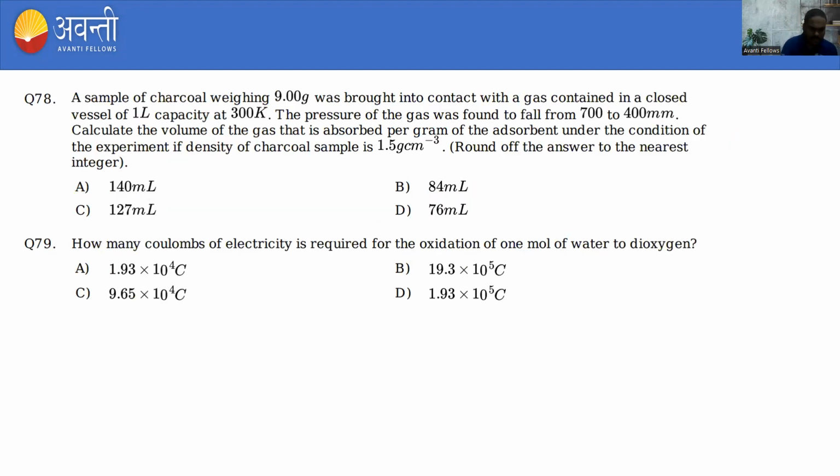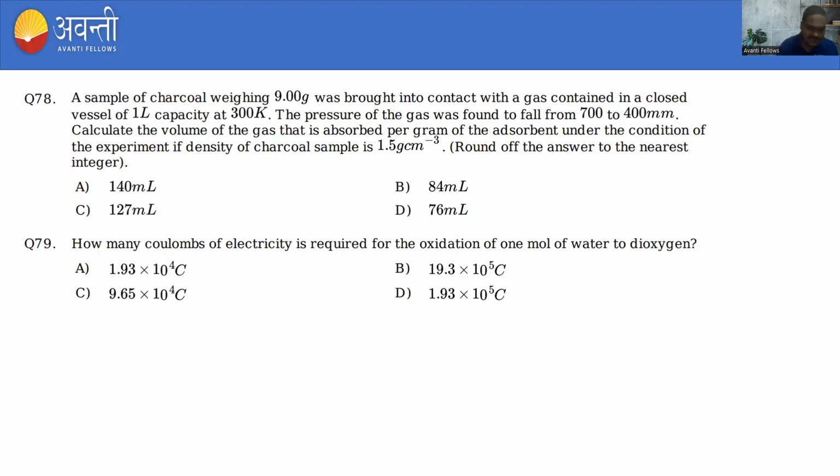Chalo. Move to the next question, that is 78. A sample of charcoal weighing 9 gram was brought into contact with the gas contained in a closed vessel of 1 liter capacity at 300 Kelvin. The pressure of the gas was found to fall from 700 to 400 mm. Calculate the volume of the gas that is absorbed per gram of the absorbent under the conditions of the experiment, if the density of the charcoal is given.